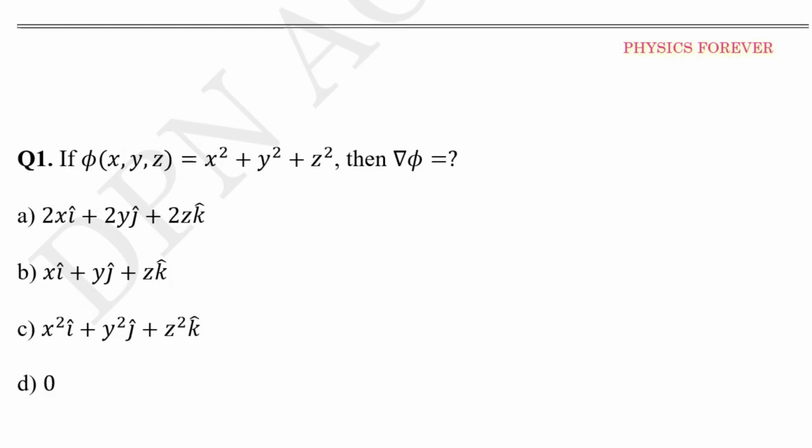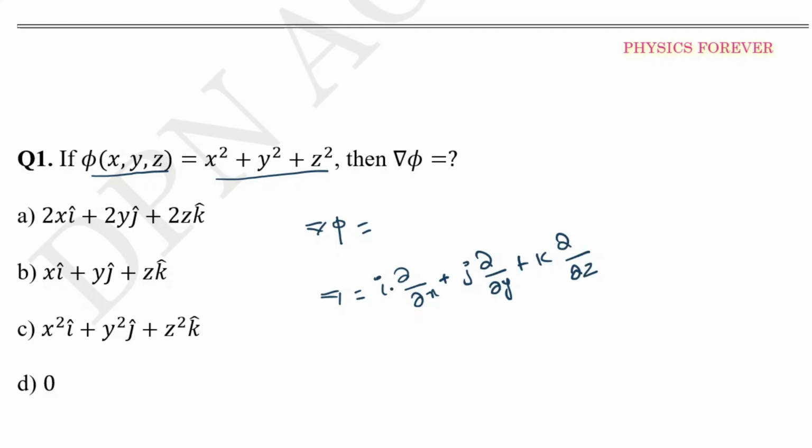So in question number 1, if pi is equal to a function of x, y, z, then x square plus y square plus z square, then del pi. So what is the formula for del pi? Del can be written as i dou by dou x plus j dou by dou y plus k dou by dou z. Next, we have to put pi. About then pi value கொடுத்திருக்காங்க. அப்போ x square plus y square plus z square.